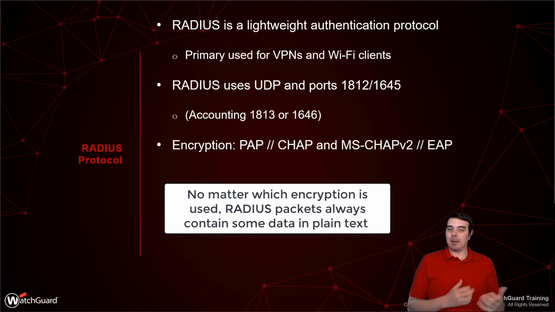When using PAP, passwords are only combined with the shared secret, but not actually encrypted. While when using CHAP or MS-CHAP v2, the passwords will be encrypted, so they are more secure, but it does make the integration with AuthPoint more complicated. EAP is another protocol you'll see used for Wi-Fi authentication, but won't be used in this video.